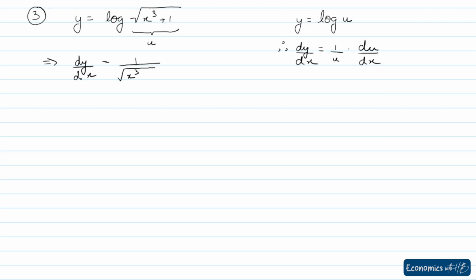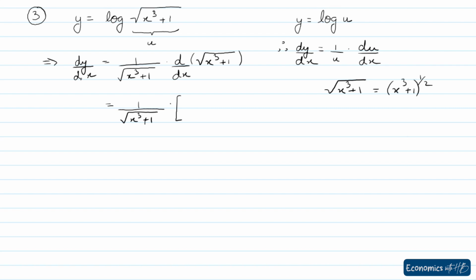U is under root of x cube plus 1 into d by dx of under root of x cube plus 1. 1 by under root of x cube plus 1 into, now the derivative of under root of x cube plus 1 is, here if you see x cube plus 1, we can write this as x cube plus 1 raised to the power 1 by 2. So we get 1 by 2. We are using the power function rule. 1 by 2 into x cube plus 1 raised to the power 1 by 2 minus 1, which is minus 1 by 2, into the derivative of x cube plus 1, which is 3x square.